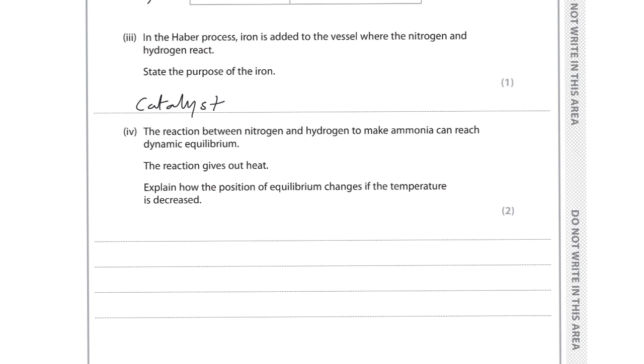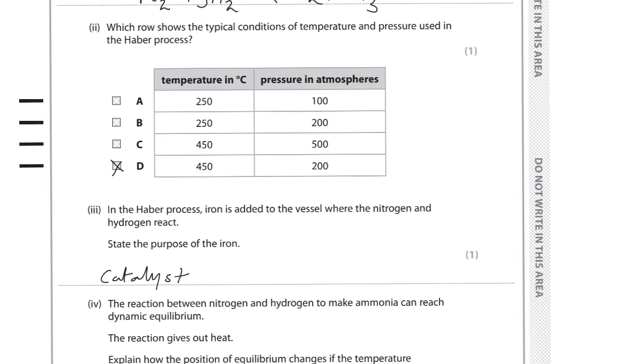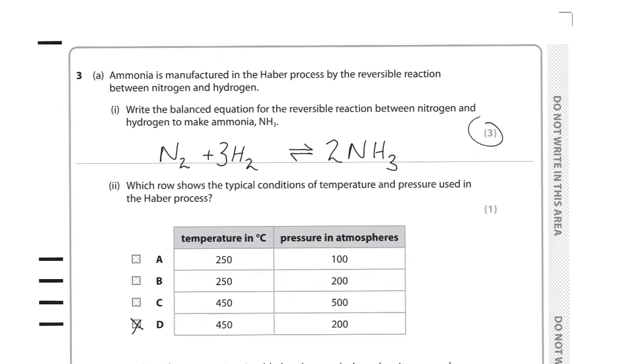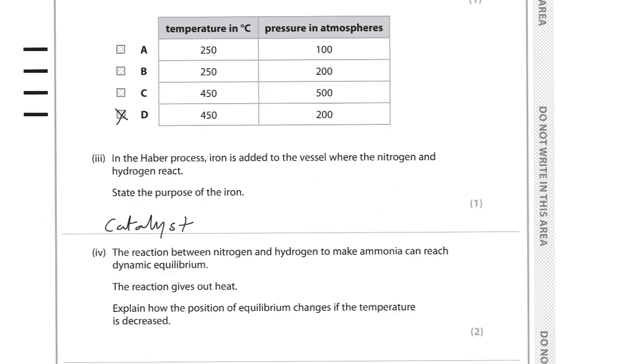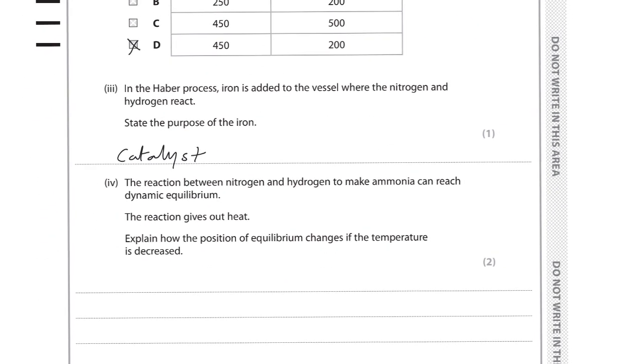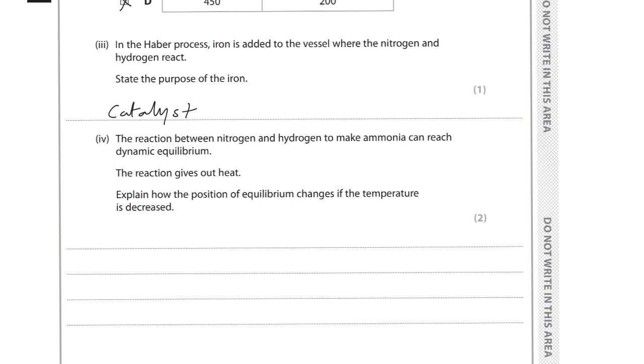The reaction between nitrogen and hydrogen to make ammonia can reach dynamic equilibrium. The reaction gives out heat. So the way I teach my class to do this is that if the reaction is exothermic, it gives out heat, then I get them to write heat in the equation. So plus heat. So the forward reaction is exothermic. Now, the question says, explain how the position of equilibrium changes if the temperature is decreased.